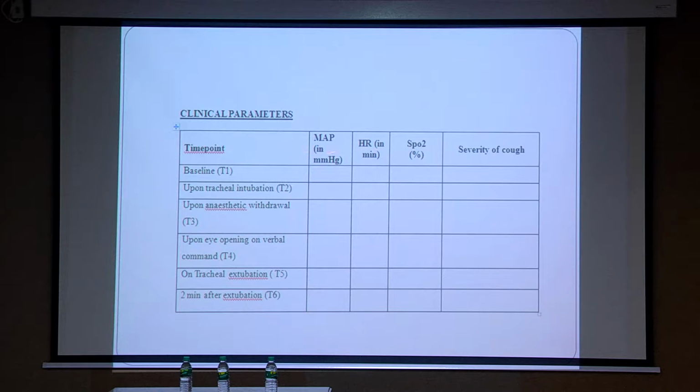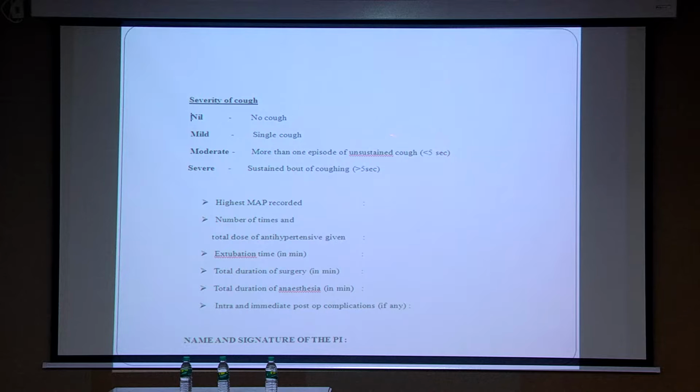Look at the variables here: MAP, mean arterial pressure in mmHg, upper baseline, upper tracheal intubation, upper tracheal extubation. They are all very defined variables. Then next, the severity of cough. A good scale is provided for the severity of cough here. And then any additional significant information like extubation time, total duration of surgery, which might add to the study findings later on, should also be included in the paper case report form, followed by the name and signature of the PA.